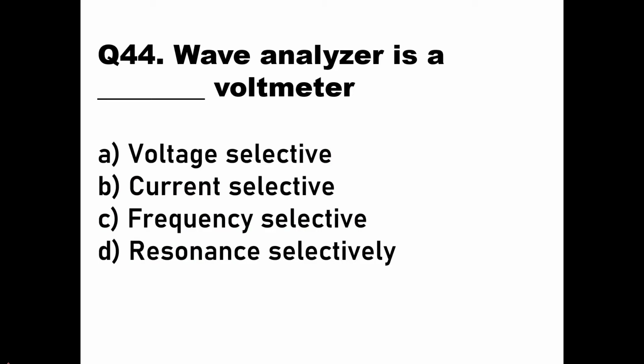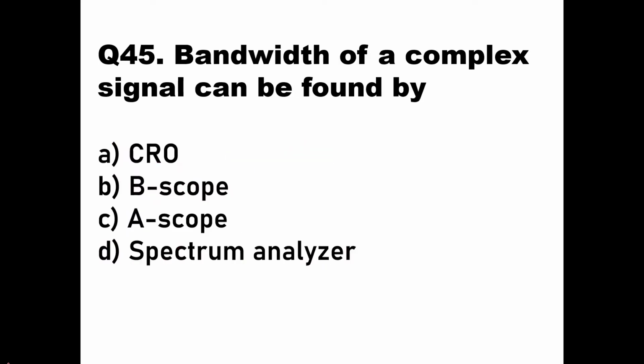Question number 44. Wave analyzer is a dash voltmeter. A wave analyzer is basically a voltmeter, but it is a frequency selective voltmeter because it has to show the amplitudes of all the harmonics. So option C will be the right answer here. Then we'll go to the next question.